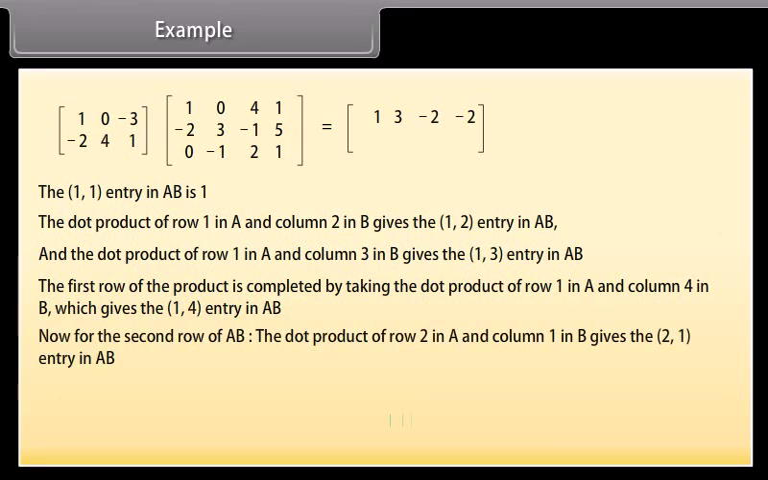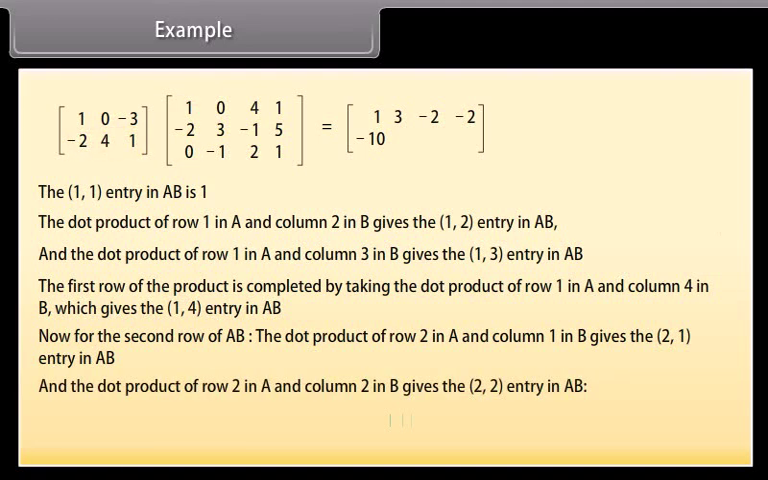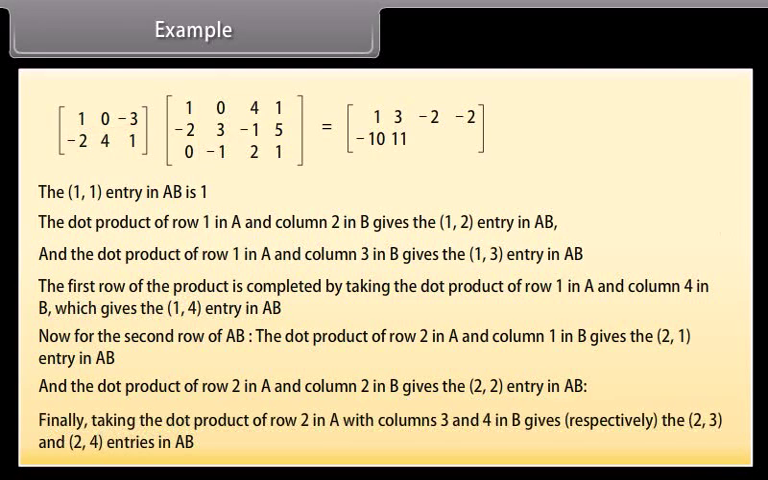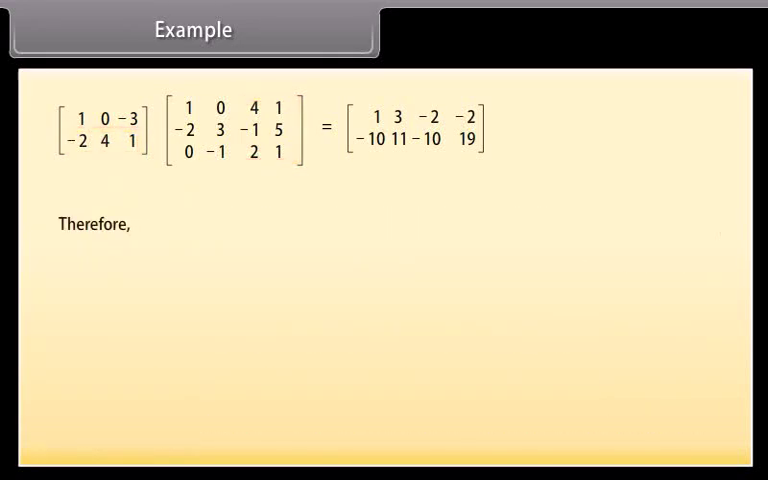Now, for the second row of AB, the dot product of row 2 in A and column 1 in B gives the 2-1 entry in AB. And the dot product of row 2 in A and column 2 in B gives the 2-2 entry in AB. Finally, taking the dot product of row 2 in A with columns 3 and 4 in B gives respectively the 2-3 and 2-4 entries in AB. Therefore, AB can be written as a matrix row-wise: first row 1, 3, minus 2, minus 2; second row minus 10, 11, minus 10, 19.